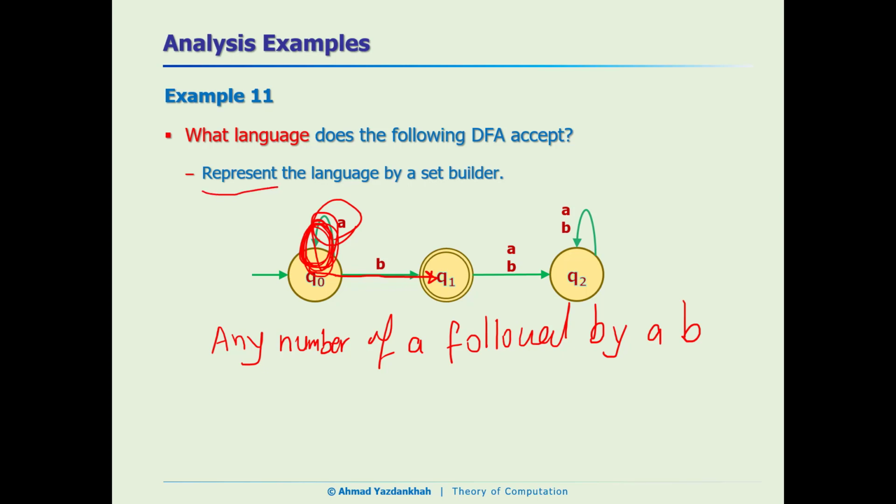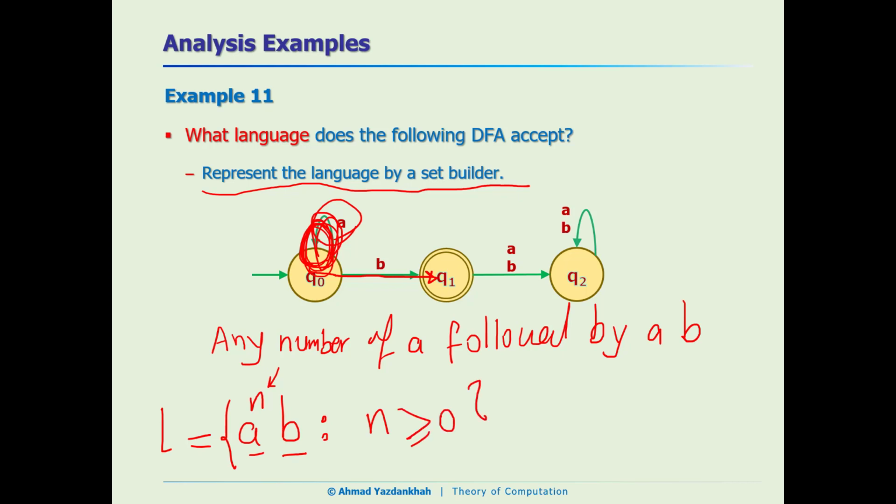Now the example asks us to represent this language by a set builder. It will be very easy for us. Any number of A's will be a to the n, followed by B, which is just the B. Such that, okay, so A and B are constant. The only thing that needs to be explained after the colon is n. What is n? Any number of A's. It can be 0 or more, right? So n greater than or equal to 0. So this is the language that will be accepted by this machine.